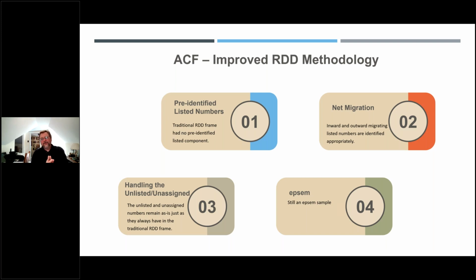And because we have such a large frame, because the RDD frame contains the listeds, the unlisted, and the unassigned, it's still an EPSEM sample, right? You're still going through and sampling each number at an equal probability. So by definition, it's still an EPSEM sample. The big advantage here is that we've knocked out the people who are out of area, and we've included the people who should be in there, people who normally wouldn't have been in the target geography under the traditional RDD methodology.